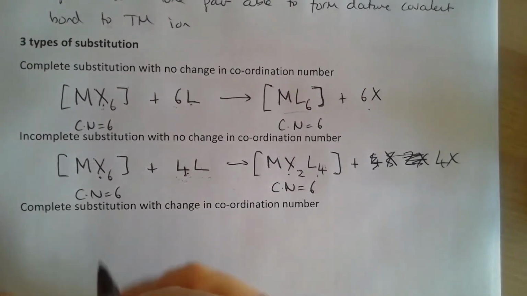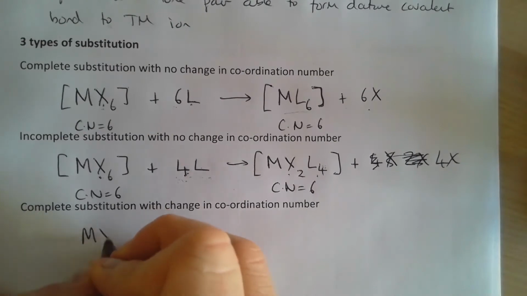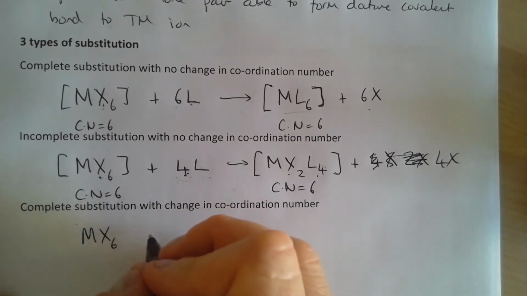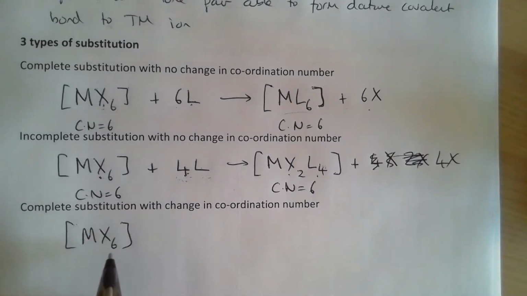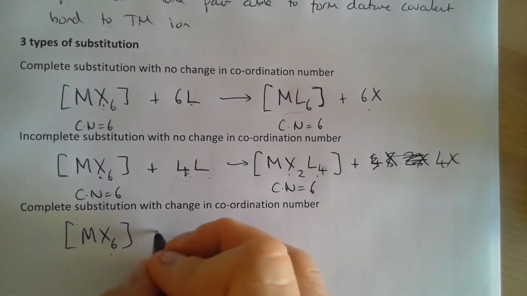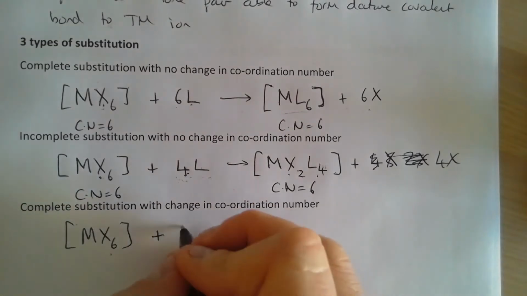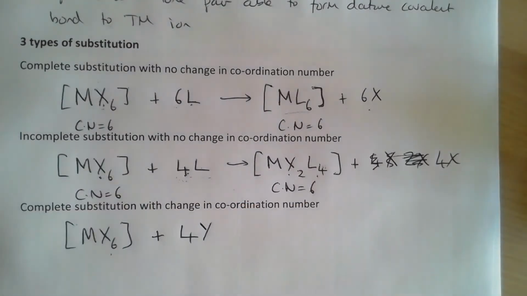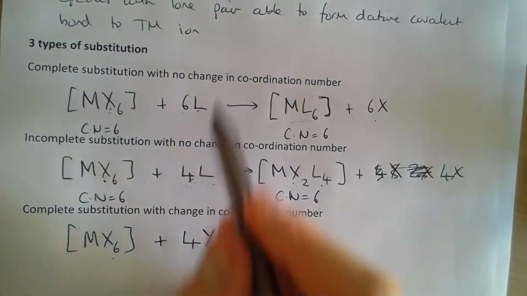We can have complete substitution with a change in coordination number. So this time, here's our complex with 6 ligands. We're going to react it with four ligands. I'm actually going to give these a different symbol, and I'm going to give the symbol of Y just to make sure they're different from the ones that I used up here.